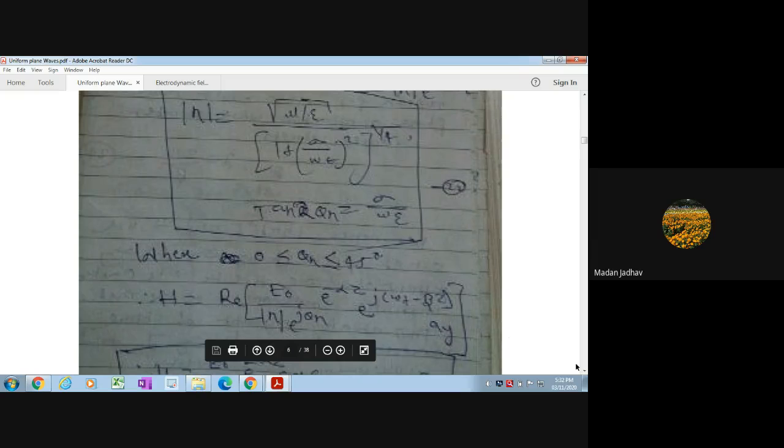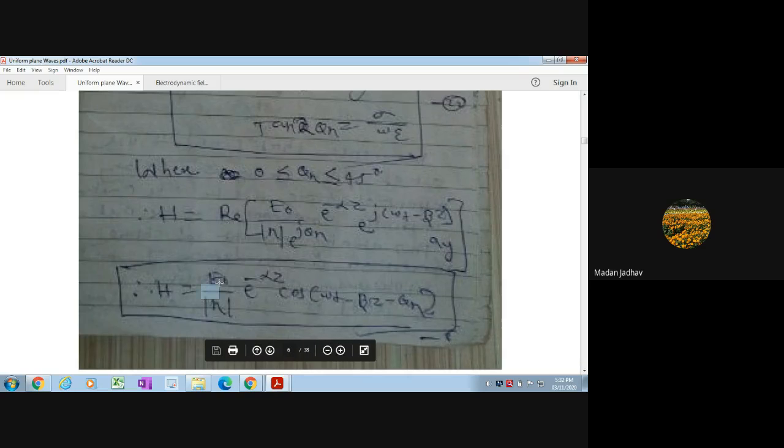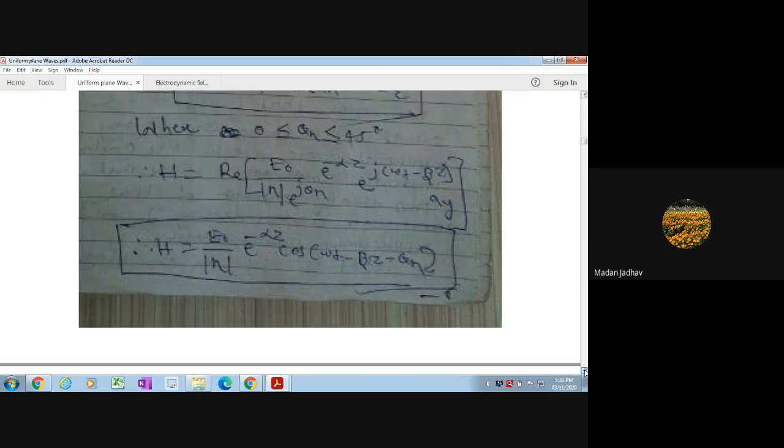Therefore for the lossy dielectric medium, the equation for magnetic field intensity will be H equal to E naught divided by mod eta. Mod means magnitude. We have considered e to the power of minus alpha z cos of omega t minus beta z, and theta n is nothing but the phase angle between E and H. These are the standard equations for E and H for a lossy homogeneous dielectric medium. Therefore we have seen the standard equations for the waves propagating through a lossy dielectric medium. The same equation is reduced depending upon the type of the medium, for E and H.